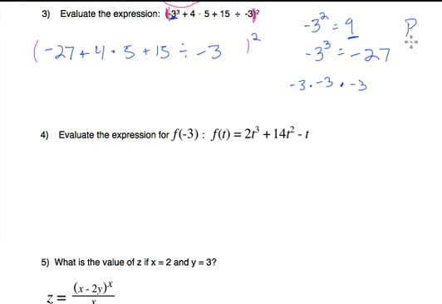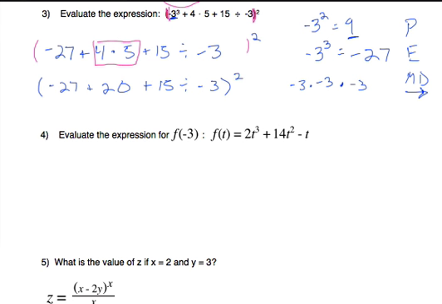We're still in parentheses, but inside the parentheses we've done exponents, and now we're doing multiplication and division from left to right. So that's exactly what I want you to do. We're starting on my left, and I'm going through. I get to an addition sign, don't care about that. I get to a multiplication sign, I do care about that. I'm going to evaluate that first. So negative 27 plus, and what's 4 times 5? 20. Plus 15 divided by negative 3, and then we're going to square all of that.